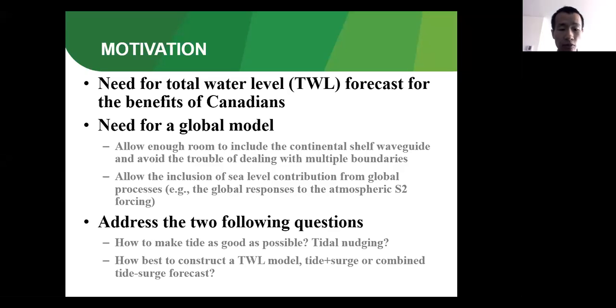So specifically, we are going to address the 2 following questions. Firstly, we look at how to make tide as good as possible given the limited resolution in a global model. And here we introduce the tidal nudging approach. Next, we look at how best to construct a total water level model. That is, is it more beneficial to run the tide and the surge model separately, or should we run the combined tide surge forecast?